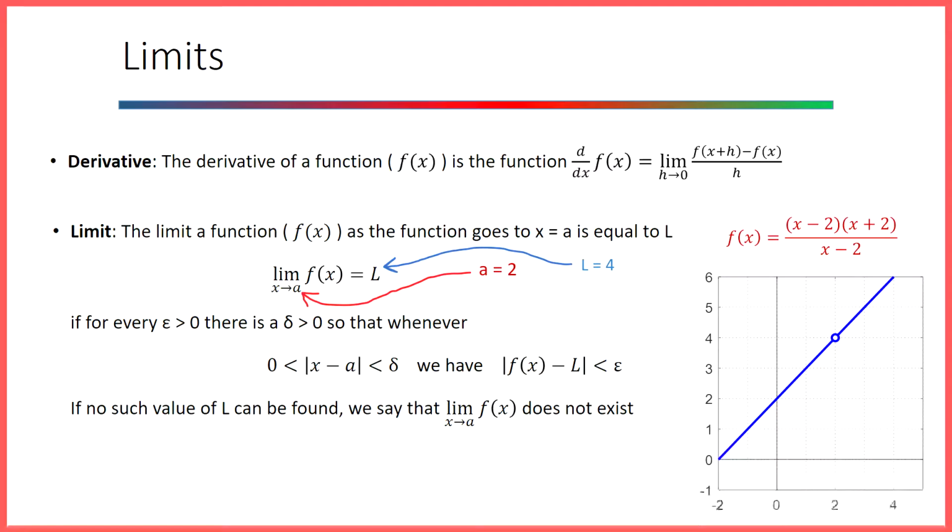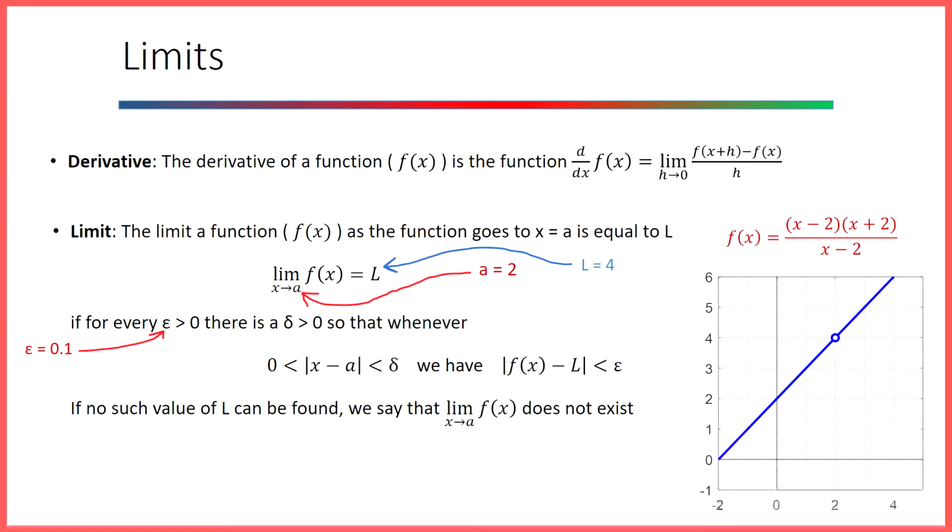So now we need to find some small value epsilon and some other small value delta, so that whenever the absolute value of x minus a is less than delta, then the absolute value of f of x minus L must be less than epsilon. Okay, let's give this a try. Let's decide to use the small value of 0.1 for epsilon.